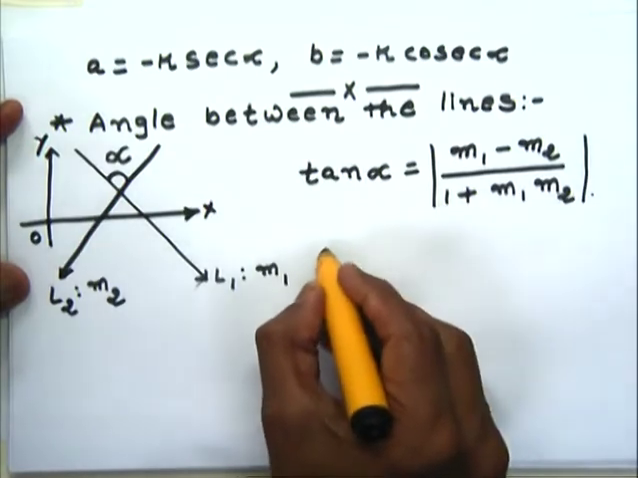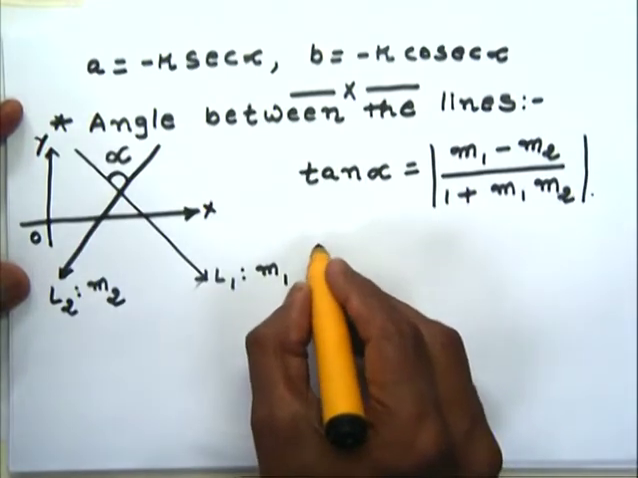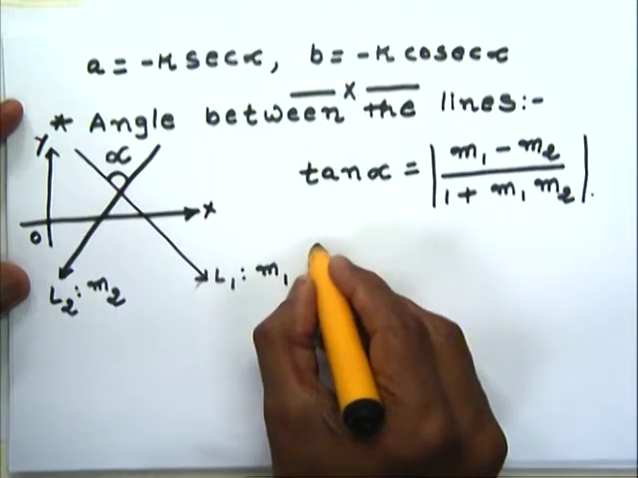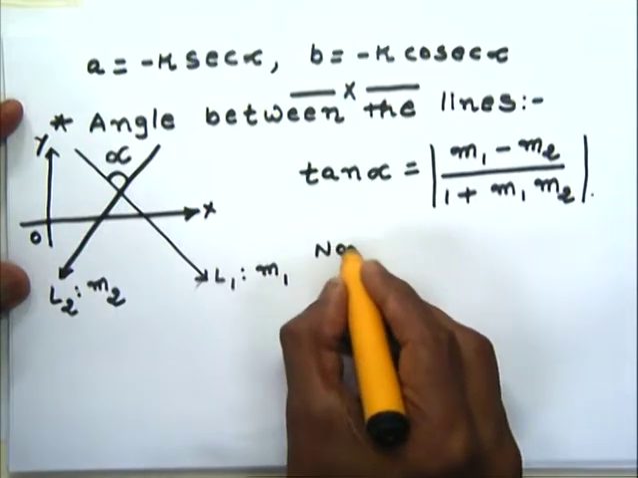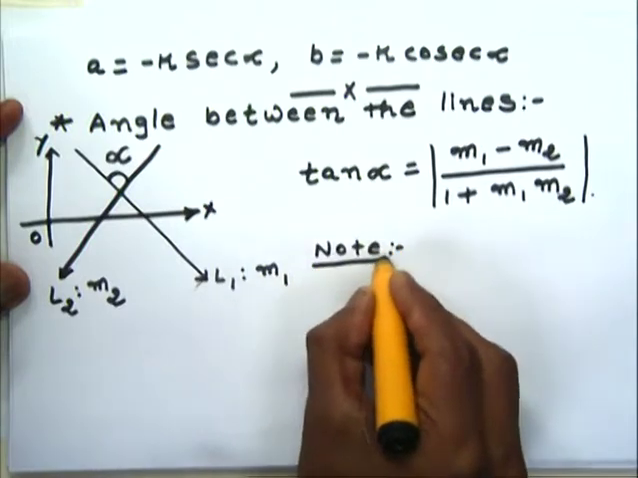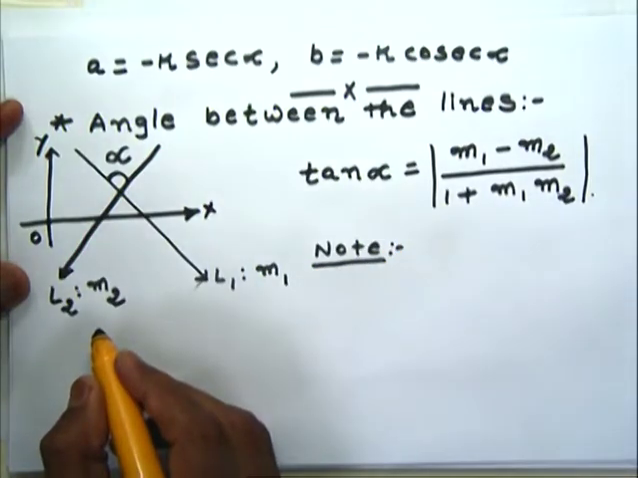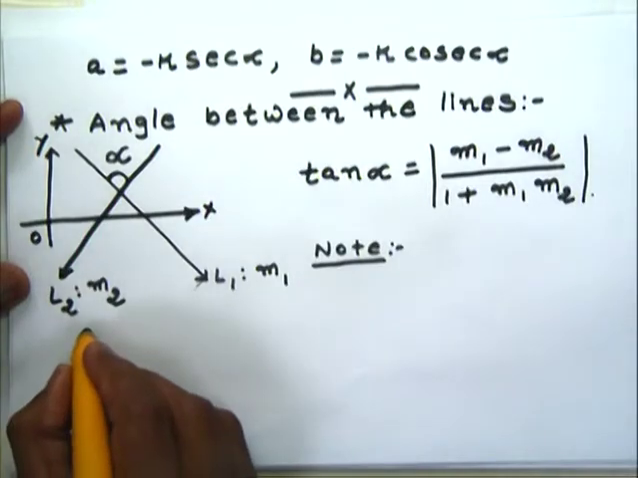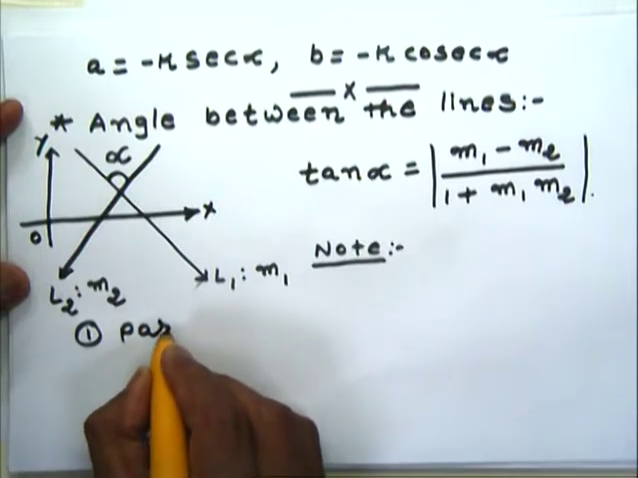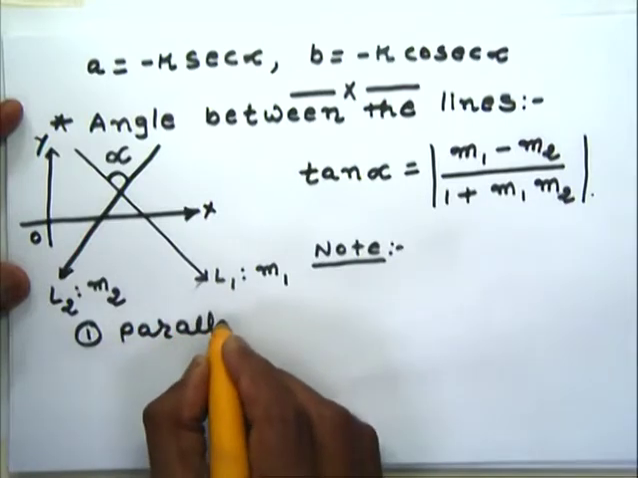This is the formula for finding angle between two lines. What we are interested in is two particular cases. Number 1, if the lines are parallel.